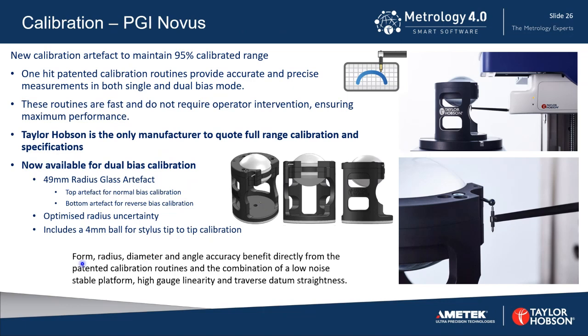So form, radius, diameter, and angular accuracy benefit directly from the patented calibration routines and the combination of a low noise, stable platform, high gauge linearity, and also the traverse datum straightness. So all of these things go towards ensuring that we have good diameter measurements.